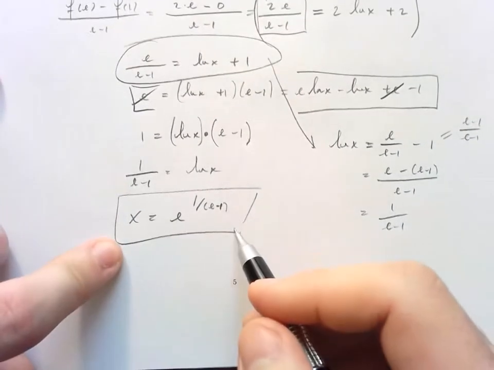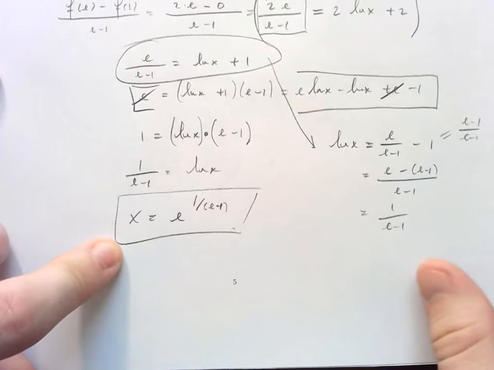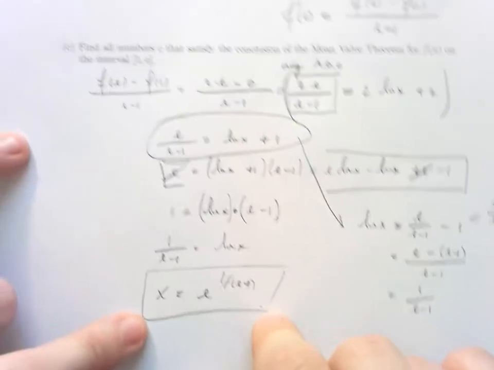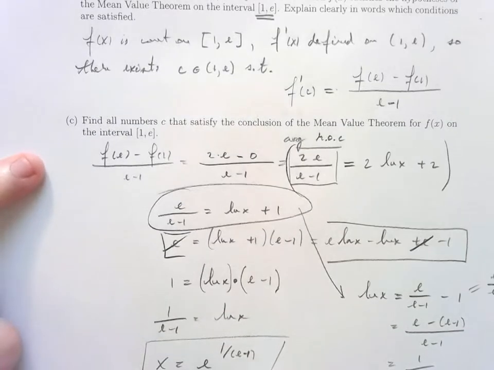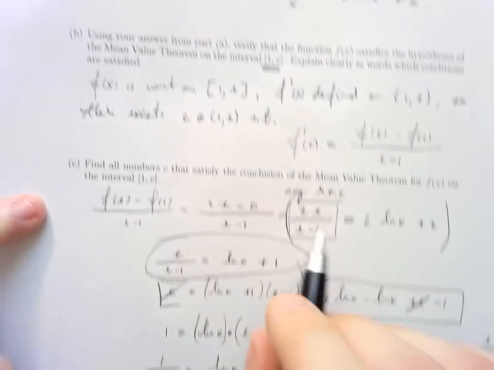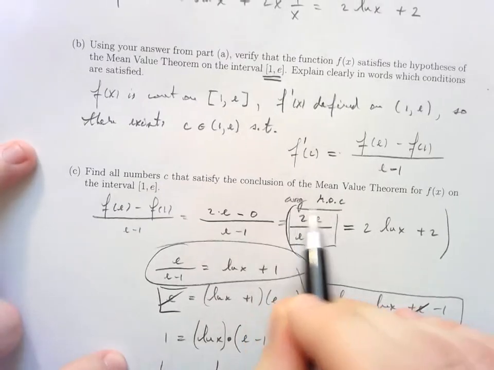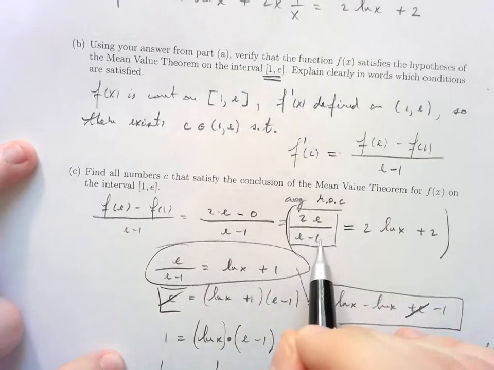But this is the answer right here. And that's the number c that if I plug in the derivative, the slope of the instantaneous rate of change at this x value is going to be equal to the average rate of change over the interval 1 comma e.